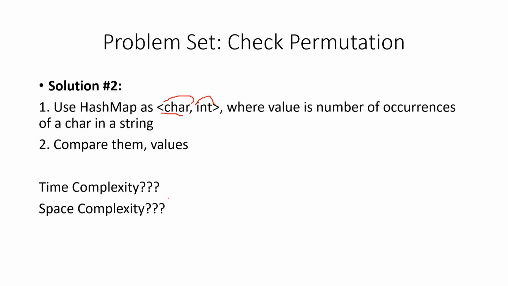But if everything is equal, then we return true. And the time complexity also consists of two parts. The first part is counting the characters, and the second is comparing them. Each of them takes linear time. So the time complexity is O of n for this problem. And for space complexity, because we use additional data structures like hash maps, we need to create two hash maps, one for each string. It also takes O of n.